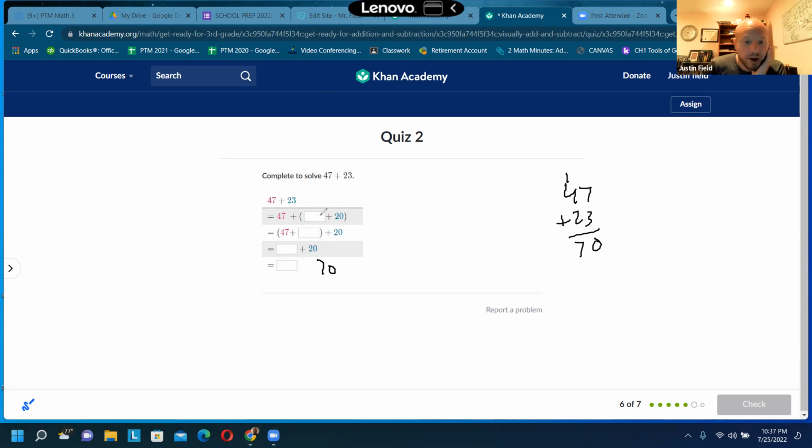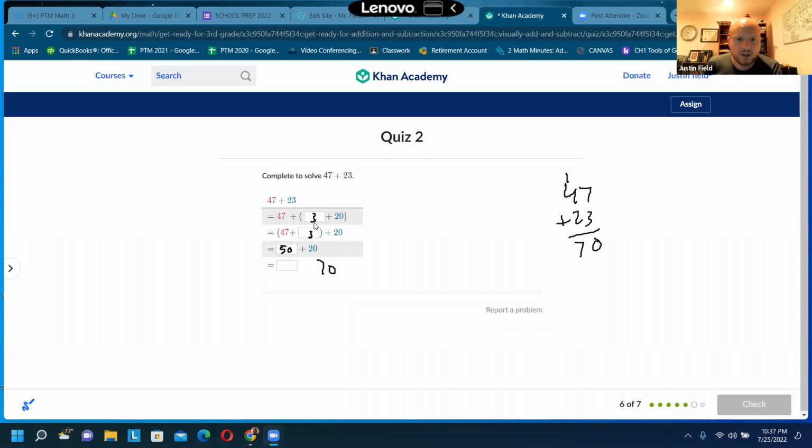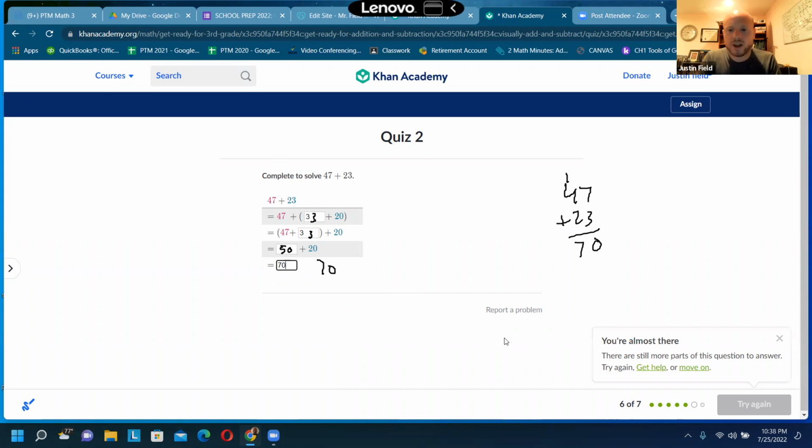Okay, but if we do break down 23, it would be 20 and 3. And then I guess we could regroup, and then that would make that 50, and then that's 70. But again, just learn it for the sake of the assignment. And if it helps you, then you go for it. And if it doesn't help you, just add them together. Do you know that it says there's still more? Oh, I forgot to put the 50.